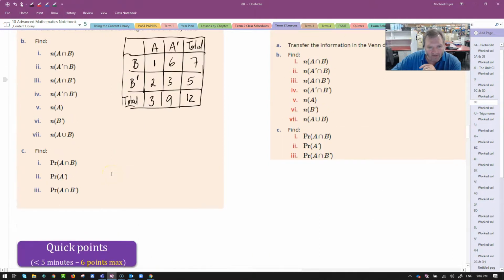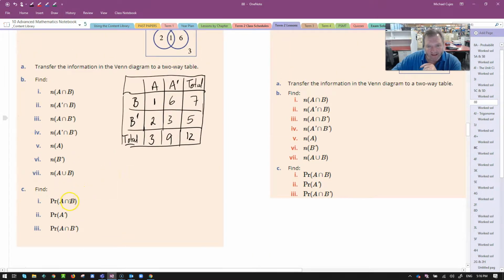And then the probabilities we can fill in as well. Probability that they are in set A and B, 1 out of 12. Probability they are not in set A. Well, there are 9 out of 12, so that would be 3/4. What about the probability they are in set A and not in set B? In A, not in set B, that's 2 out of 12, or 1 in 6. I'm confident you can do that.